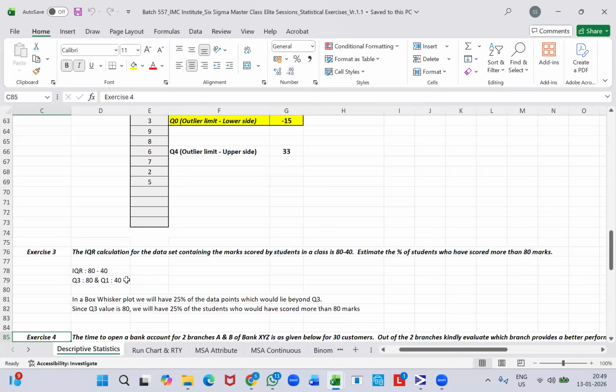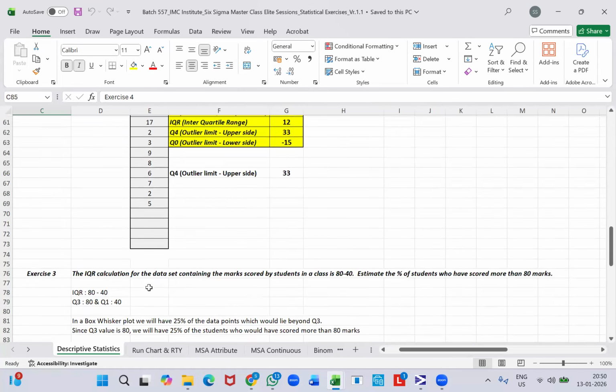With this information, we have been asked to estimate the percentage of students who have scored more than 80 marks. When you say more than 80 marks, we are looking at the area beyond Q3 in a box whisker plot. The percentage of data points that would lie beyond Q3 in a box whisker plot is 25%, which we can pick as the right option.